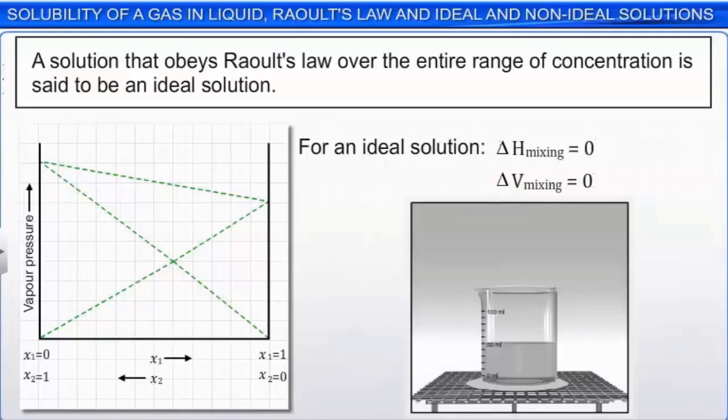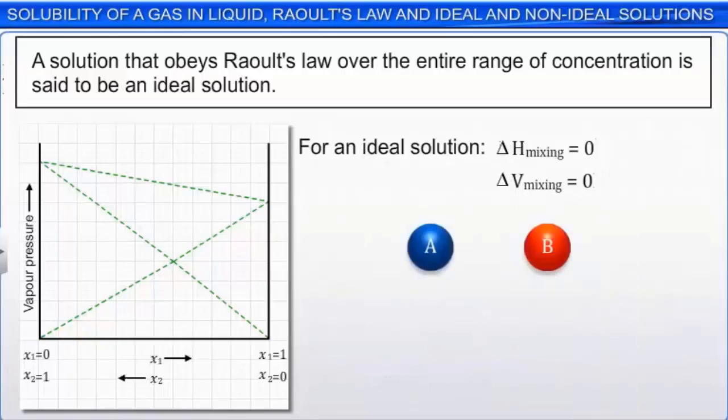For example, if 50 ml of hexane is mixed with 50 ml of heptane, the volume of the solution obtained is exactly 100 ml, and no heat is evolved or absorbed in the process. At the molecular level, the ideal behavior can be explained in terms of the intermolecular attractive interactions between the two components. If A and B are two components, then in an ideal solution, the magnitude of A-B interactions will be same as the magnitude of AA and BB interactions.